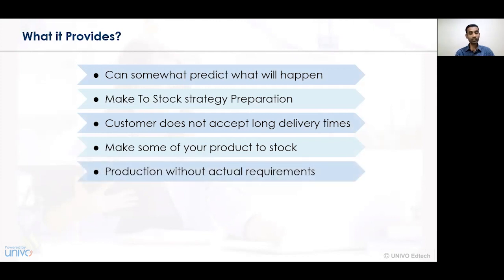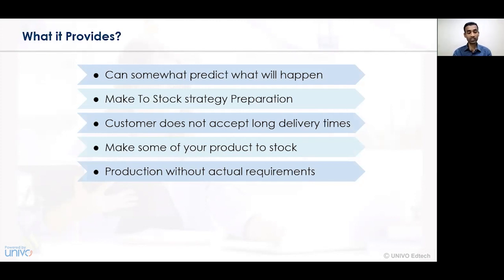Production with actual requirement. When there is communication or coordination between the sales and the production department, they can easily come to a conclusion about the actual production requirement: how many goods need to be manufactured, where and how much is to be manufactured, and where it has to be stored or stocked.